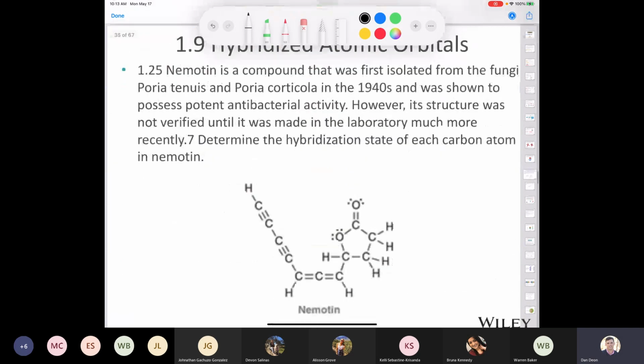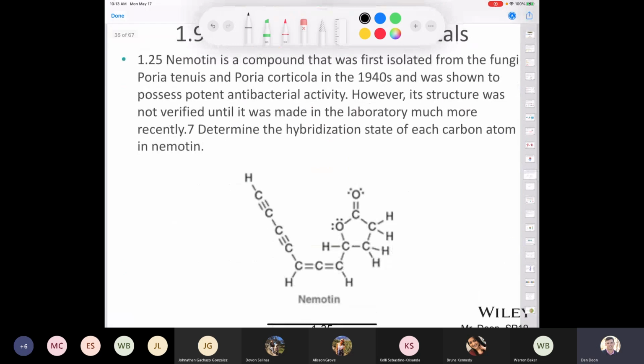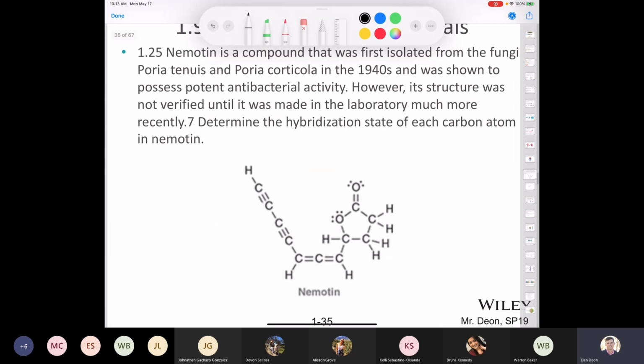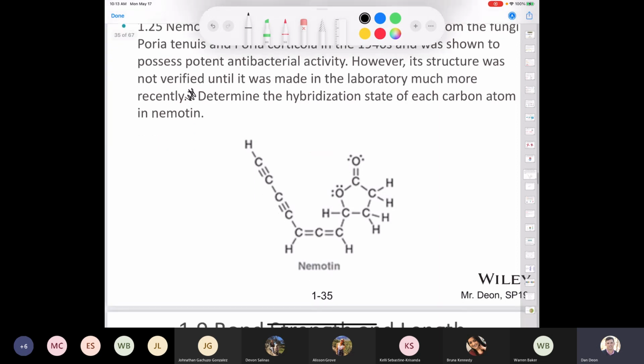All right, so nemetin is a compound that was first isolated in the 1940s, has potent antibacterial activity. Its structure was verified recently. It was made in the laboratory. I don't know what this has to do with anything, but determine the hybridization state of each carbon in nemetin.